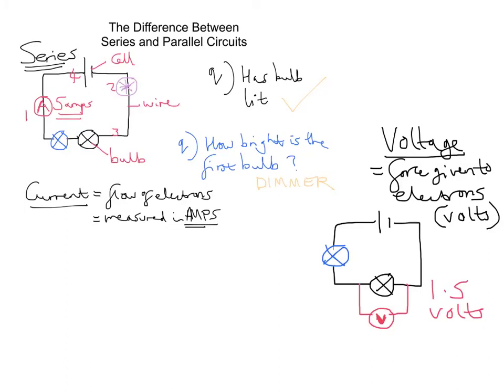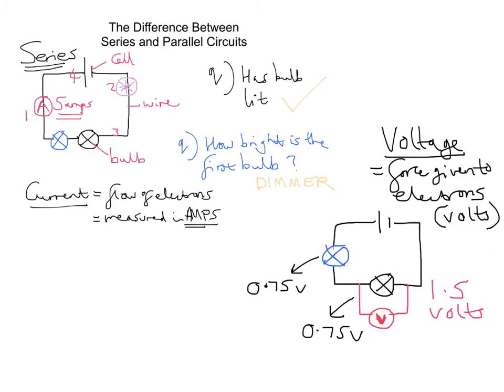Now, what that implies is that the voltage is divided between all of those bulbs equally. So if we have a voltage of 1.5 volts when we have one bulb, when we have two, each one would now show as 0.75 volts if we were to put a voltmeter on both bulbs. So they actually share voltage.